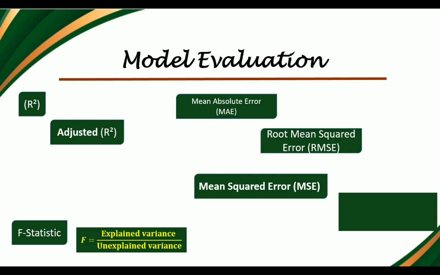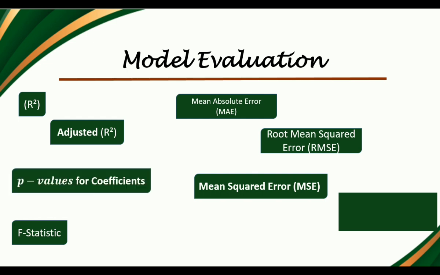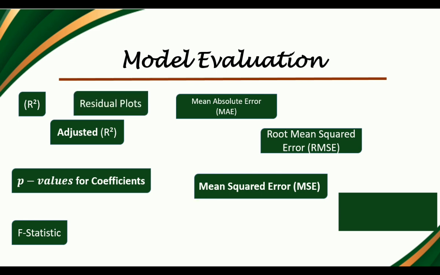It tests the overall significance of the regression model. A larger F statistic suggests that the model explains a significant proportion of the variance in the dependent variable. P-values for coefficients indicate whether individual coefficients in the model are statistically significant. A low p-value, usually less than 0.05, means the predictor is likely significant. We have residual plots.